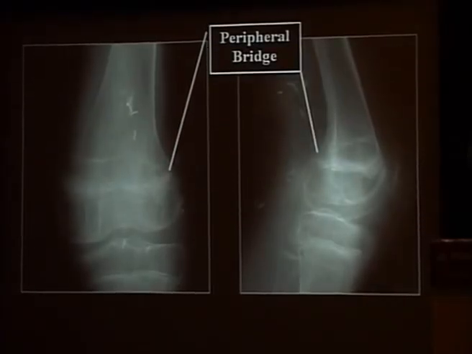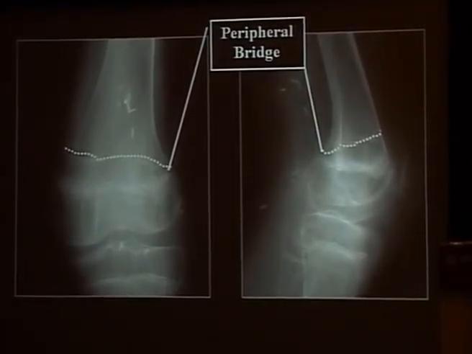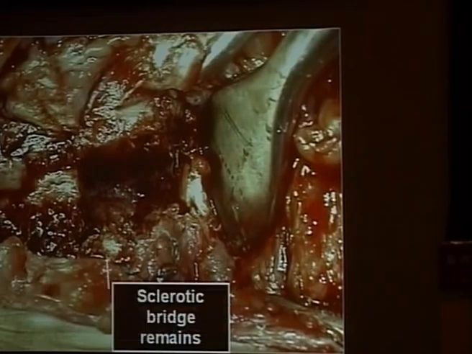Now, here's a peripheral bridge. You can see it's growing and getting a severe angulation. This is one that we went into, and what you take out is all of the sclerotic bone. That's the bridge. And that's the nice thing, it makes resecting a little bit easier, that the bridge is cortical bone. That's what you want to take out.